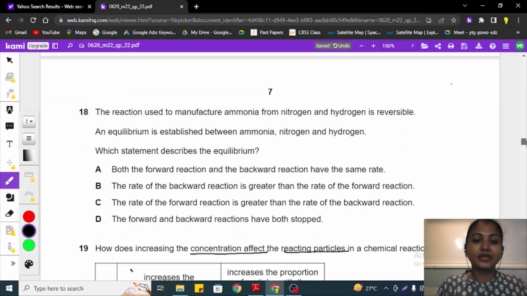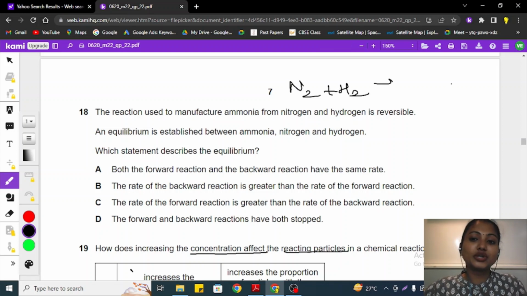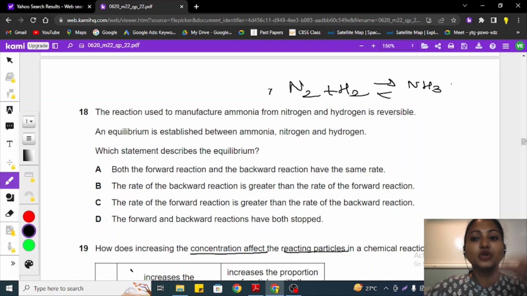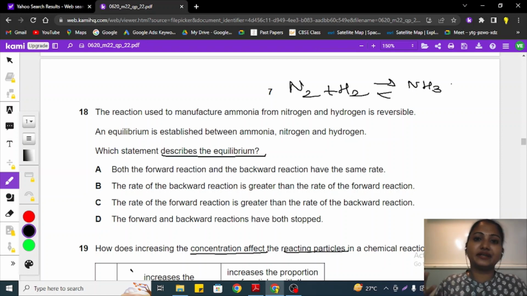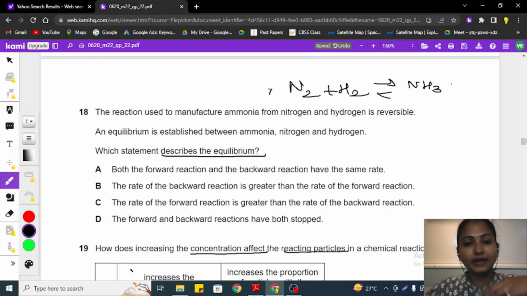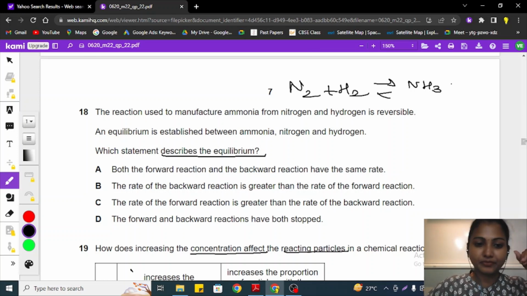18th question. It's a reversible reaction. Nitrogen is reacting with hydrogen, it is forming ammonia, but it is also a reversible reaction. The moment ammonia is formed, it also breaks down to form nitrogen and hydrogen. So the question states, which statement describes properly the equilibrium, when they will attain the equilibrium? Equilibrium is only attained where the rate of the forward reaction and the backward reaction is the same. So out of this, both the forward reaction and backward reaction have the same rate?